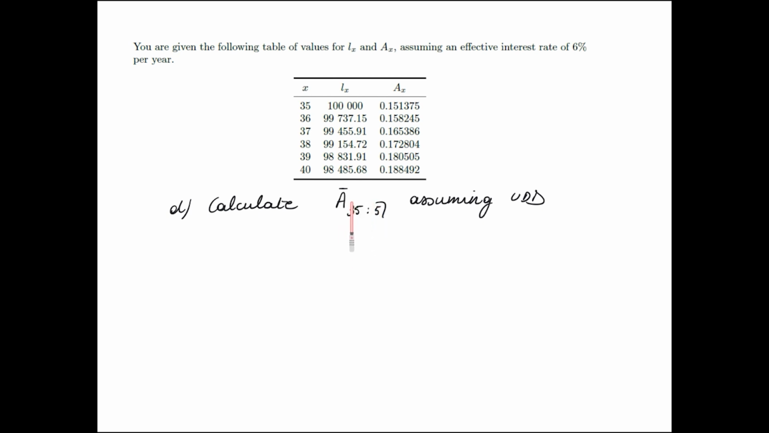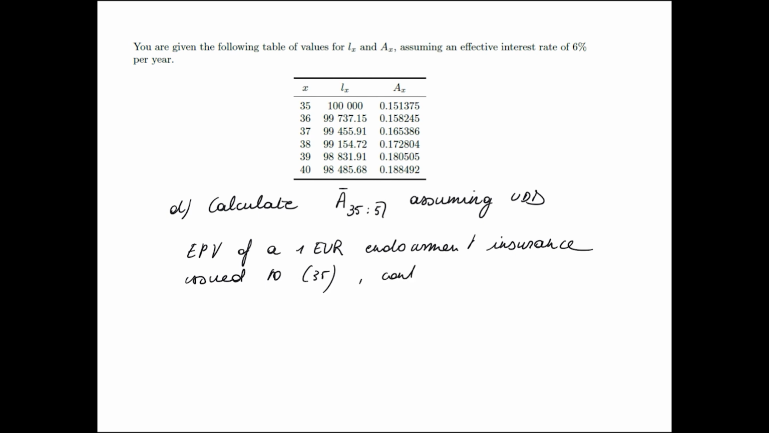And I also see that there is no 1, neither on top of the 35, nor on top of the 5-year duration. So that means I'm looking here at the EPV of a €1 endowment insurance. So I've got a combination of a term insurance and a pure endowment. And this product is issued to a 35-year-old and it works in continuous time. So that's important. And the exercise mentions that we can value this product assuming UDD.